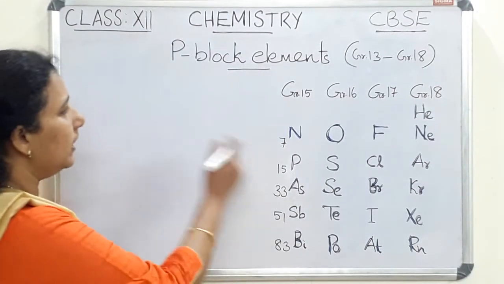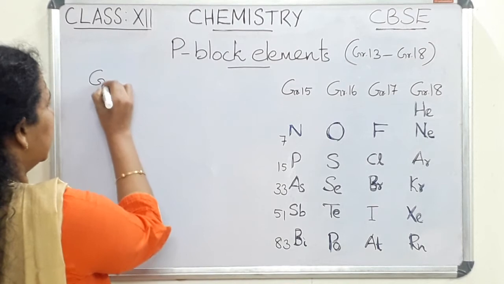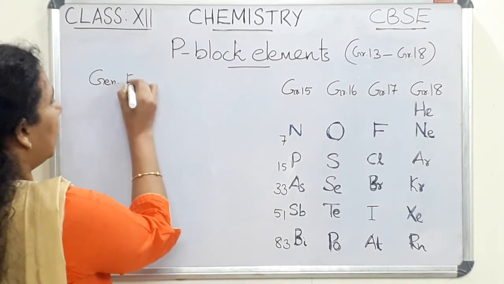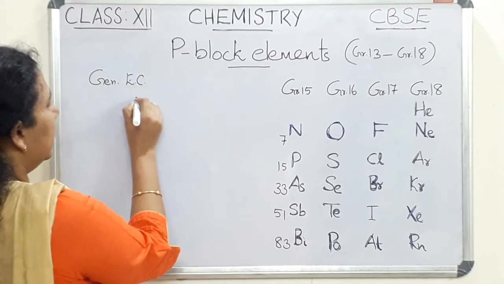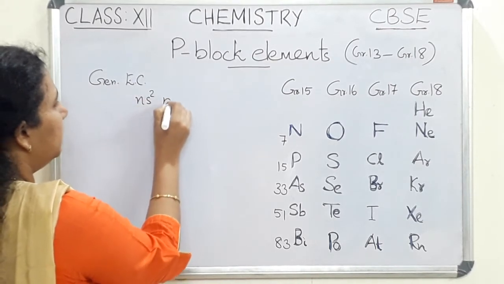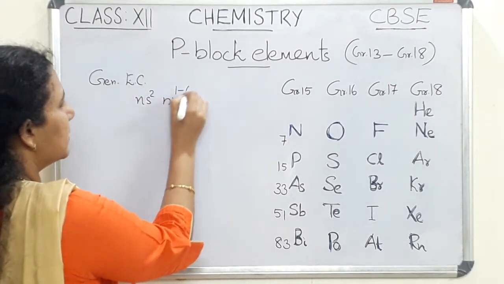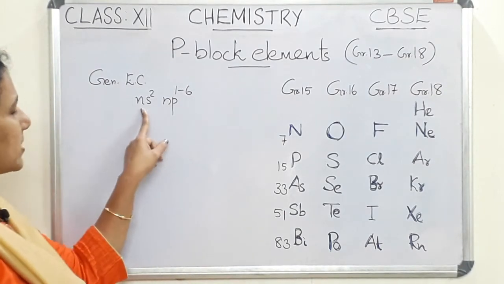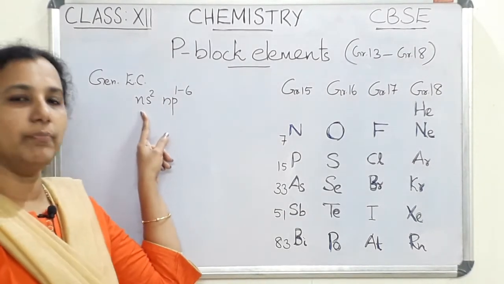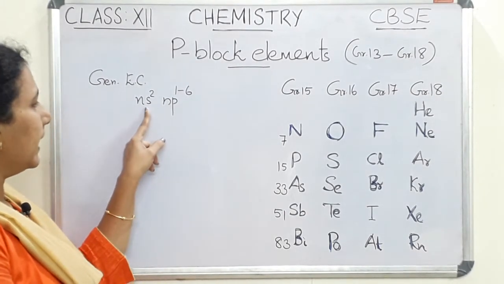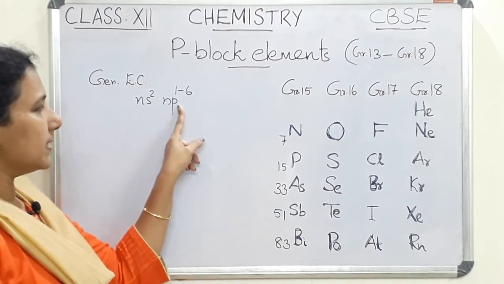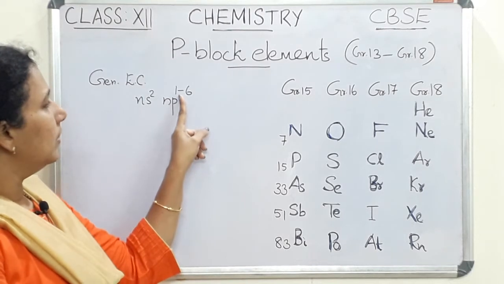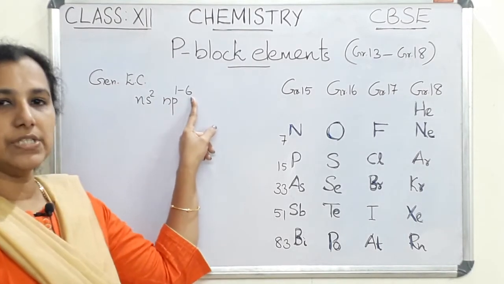So the general electronic configuration of P block elements is NS2 NP 1 to 6. Here the valence shell electronic configuration of P block elements is NS2 NP 1 to 6. So in the P subshell, electrons 1 മുതൽ 6 വരെ fill ചെയ്തുകൊണ്ടിരിക്കും.